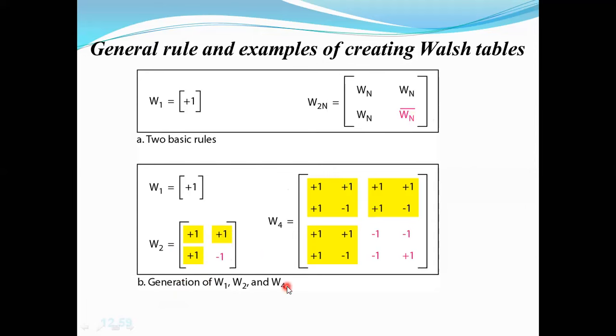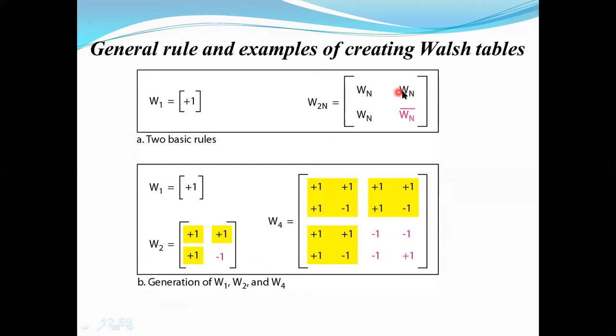Now let me come back to the four chip sequence. A similar rule will be applied here. In the four chip sequence, what happens? Four rows and four columns: one, two, three, four columns and one, two, three, four rows. Now apply the same basic rule. What is the first one? Plus one, plus one, plus one, and minus one, which is the complement of plus one. Then the next row is plus one, plus one, plus one, minus one, again with minus one as the complement of plus one.